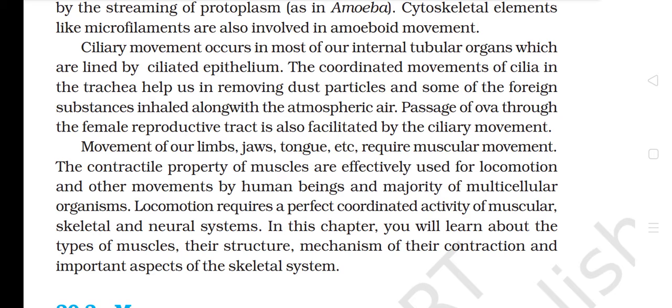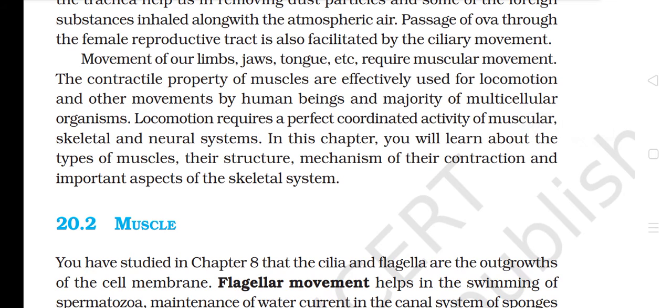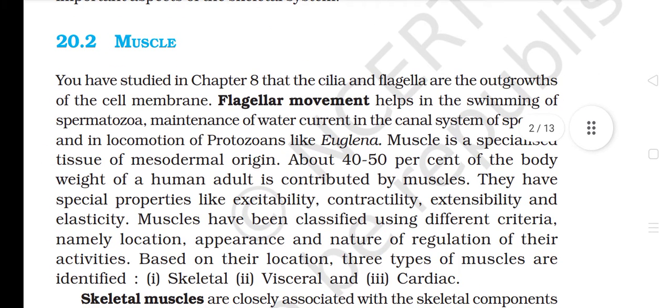Movement of our limbs, jaws, tongues, etc. require muscular movement. The contractile property of muscles is effectively used for locomotion and other movements by human beings and the majority of multicellular organisms. Locomotion requires a perfectly coordinated activity of muscular, skeletal, and neural systems. In this chapter, you will learn about the types of muscles, their structure, mechanism of their contraction, and important aspects of the skeletal system. 20.2 Muscle.